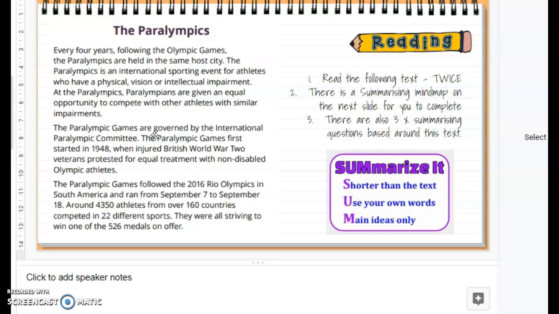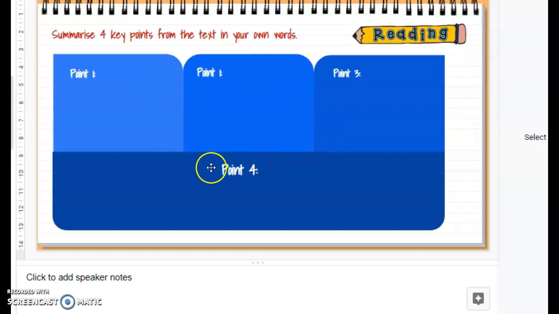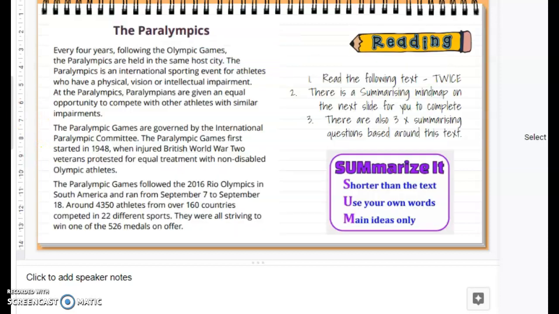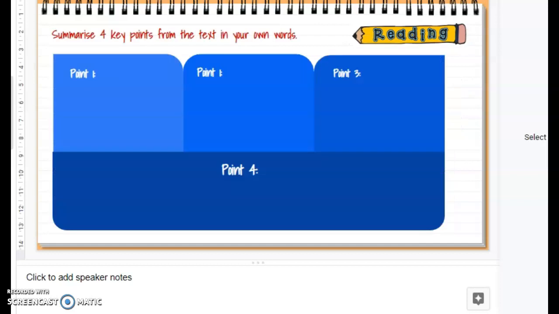And then on the next slide here, I've got 4 little boxes and kind of a little mind map. And your job is to flick back and forth. And I want you to point out or summarize 4 key points from that text which are important to help make the meaning of that text, okay? And I want you to type them into each of these boxes. I don't want you to copy them word for word. I want you to paraphrase them into your own words or writing. All right, good luck, guys.